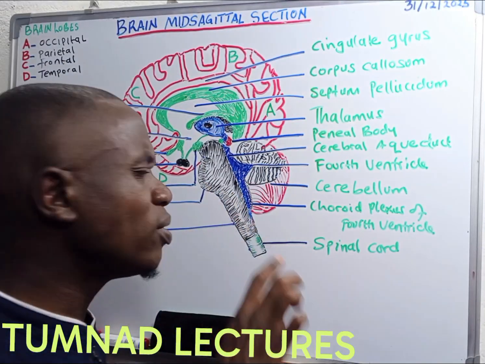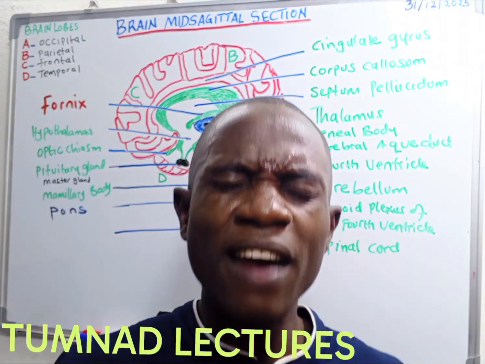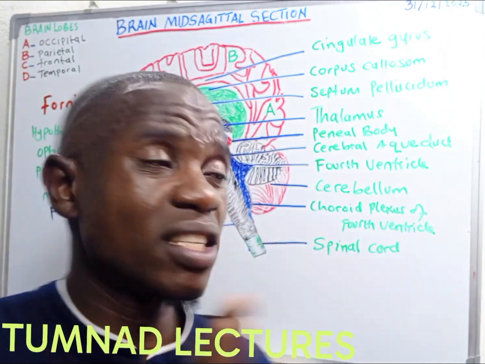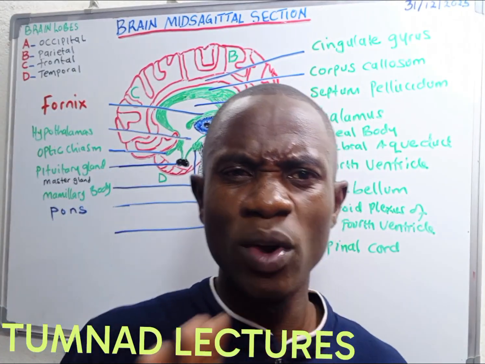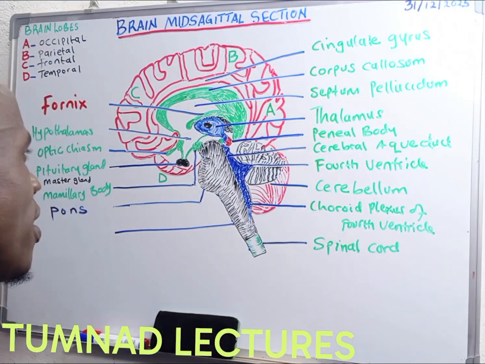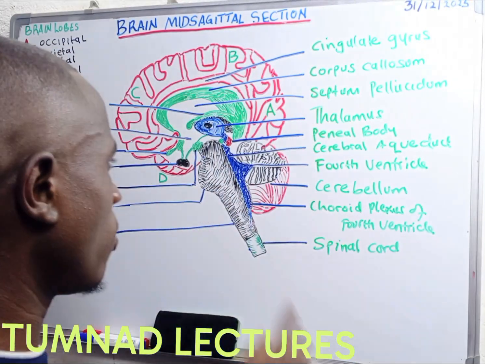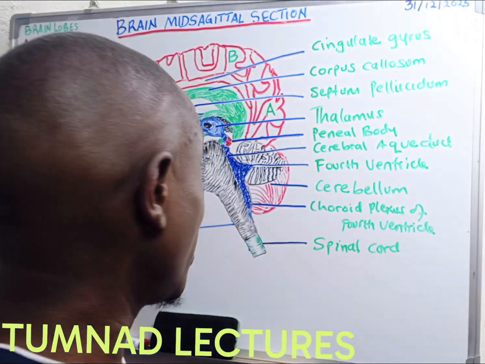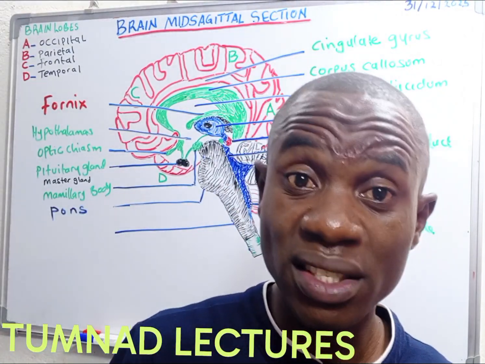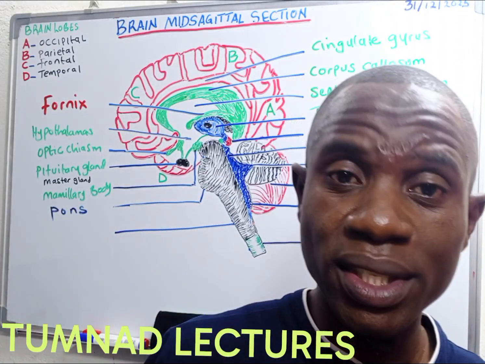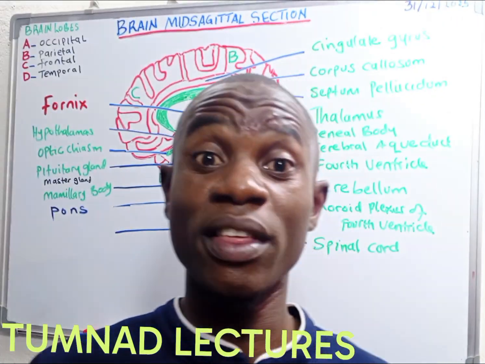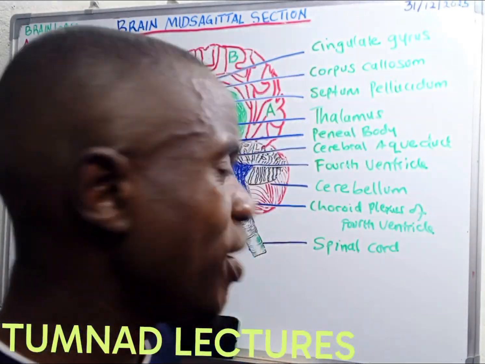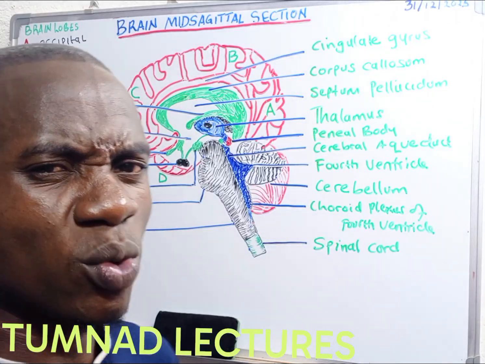This pons has a lot of nuclei, and most of the cranial nerves are going to be exiting from it. What are those cranial nerves? We have cranial nerve number 5, which we call the trigeminal nerve. Cranial nerve number 6, which we call the abducens. Cranial nerve number 7, which we call the facial nerve, and then cranial nerve number 8, which we call the vestibulocochlear or the auditory nerve. All of them are going to be exiting on this structure, which we are calling the pons.